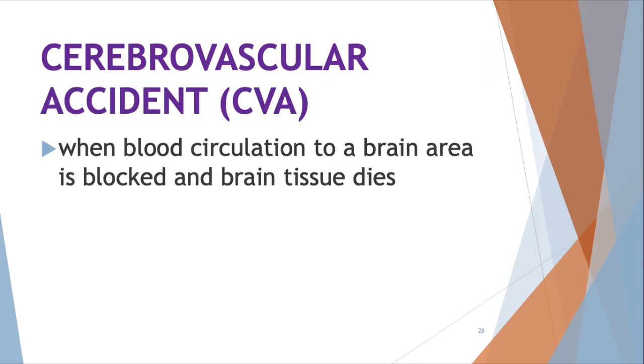Cerebrovascular accident, stroke ito siya, when blood circulation to a brain area is blocked and the brain tissue dies. Okay? So your CVA is also called a stroke or brain attacks. Okay? So when a brain tissue dies, or when a tissue dies, generally, it is called ischemia. Okay? When a tissue will die, it is called ischemia.